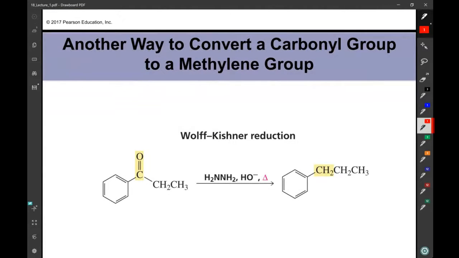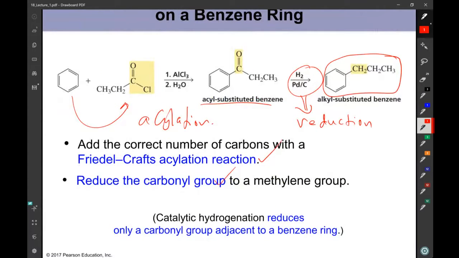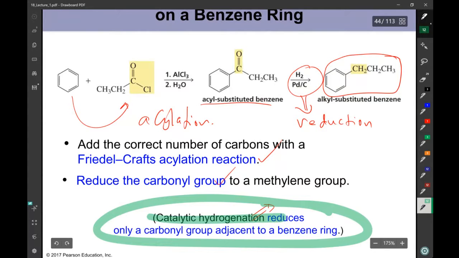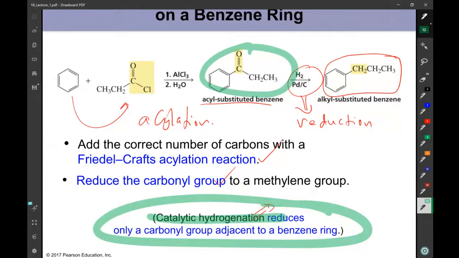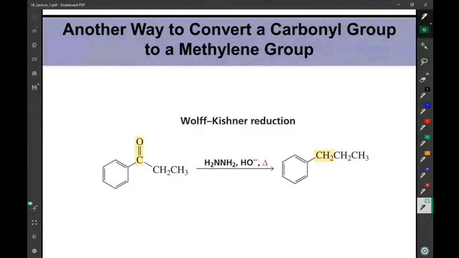Now, in terms of reduction, there are different ways you can do your reduction. This particular reduction here is called a catalytic hydrogenation. Reduction of an acyl substituted benzene, you can do by catalytic hydrogenation, or you can do it by another way called the Wolff-Kishner reduction.